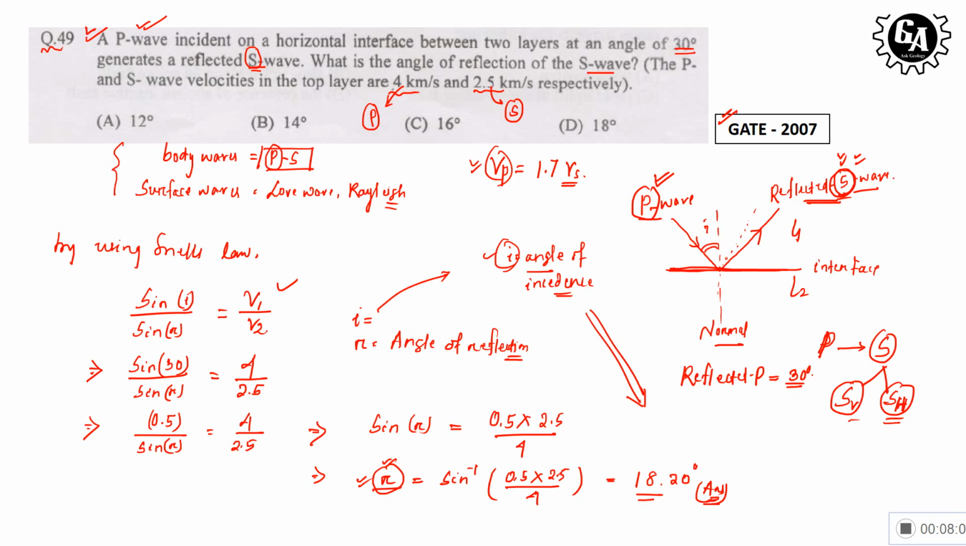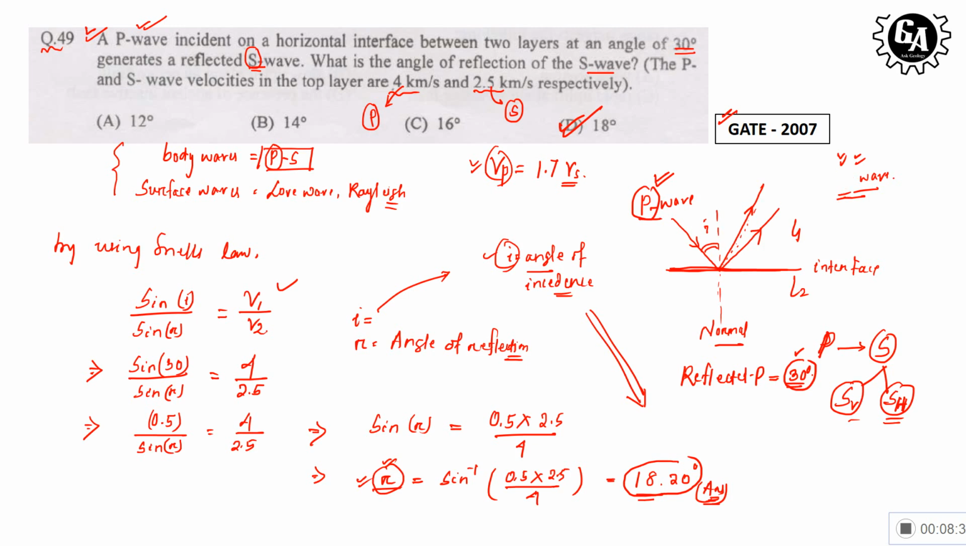But look here: if it is reflected P, then 30 degrees. If it is reflected S, then it is 18.20, or here our answer will be 18 degrees. D will be the answer, 18 degrees. Now you can see 18 degrees means it is more close, so this is not the reflected S.